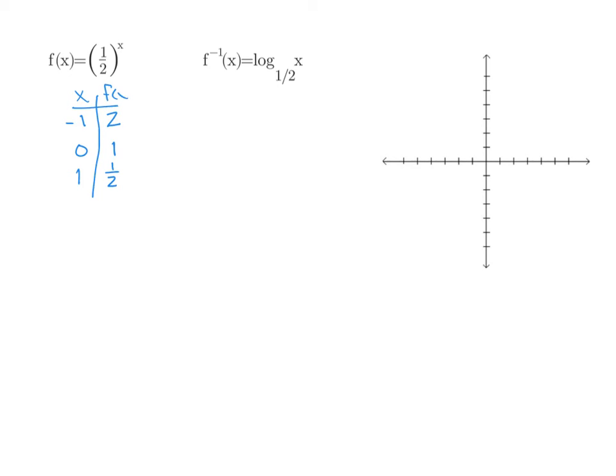Let me go ahead and label that correctly. That's f of x. All right, for our inverse function, we're going to switch our columns. So we get x is 2, 1, and 1/2, and we get f inverse of x is -1, 0, and 1. Okay, if we go ahead and graph this, the first one we get -1, 2, 0, 1, 1, 1/2.